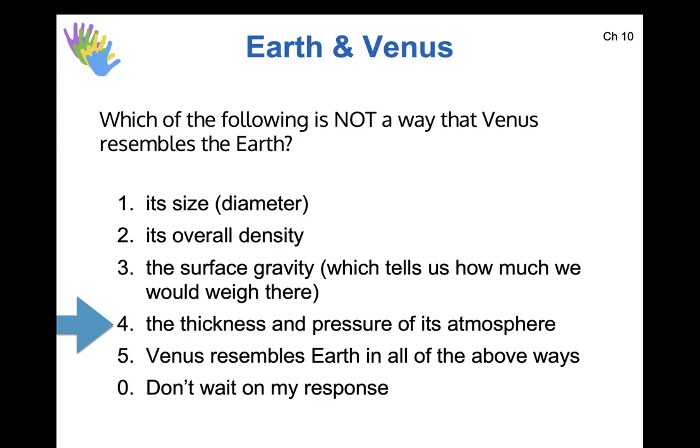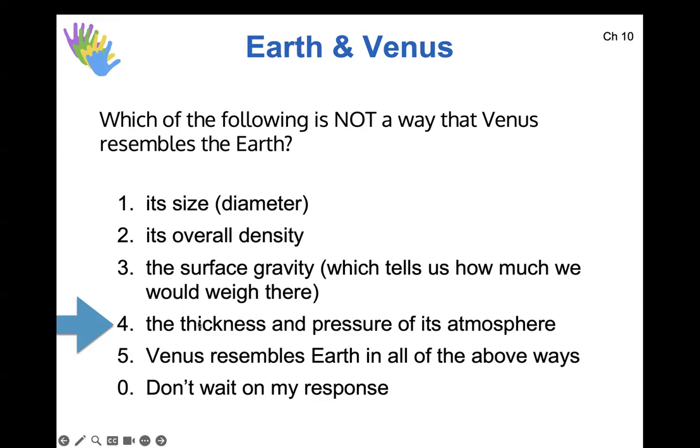Whereas if you went to the moon, I like your enthusiasm. If you went to the moon, then you would weigh about 1/6 as much as you weigh on Earth. And if you went to Mars, you'd weigh not a half, but like 4/7 as much as you weigh on Earth.